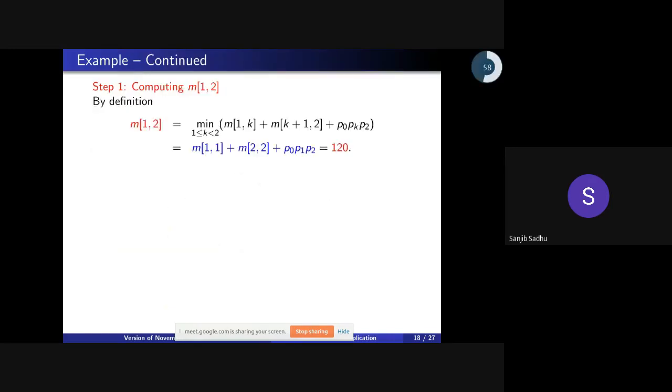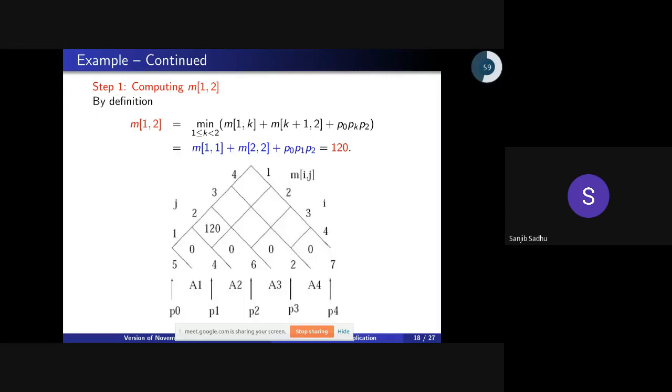Now computing M12 first. So by definition M12 is this. So this will be 120. Check. M11 is 0, M22 is 0, and p0, p1, p2: 5 into 4 into 6, 120. So this I is 1, and J is 2. So this is 120. I have computed. Then we will compute which thing?